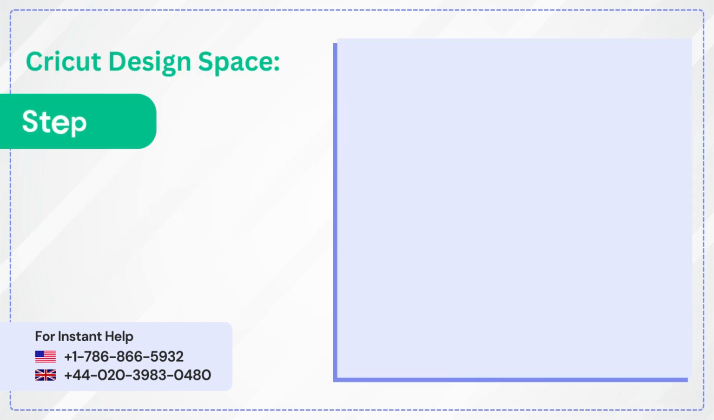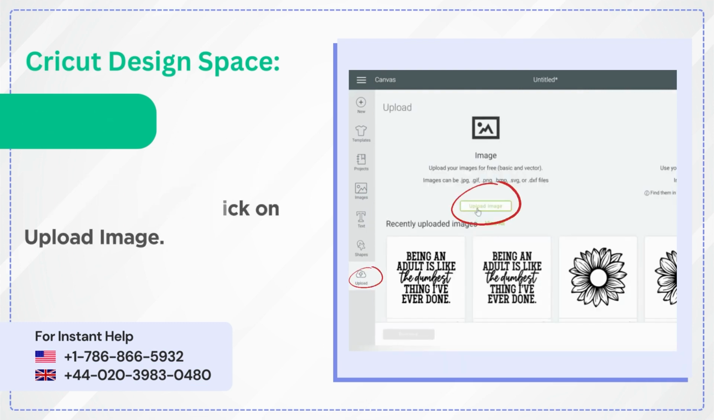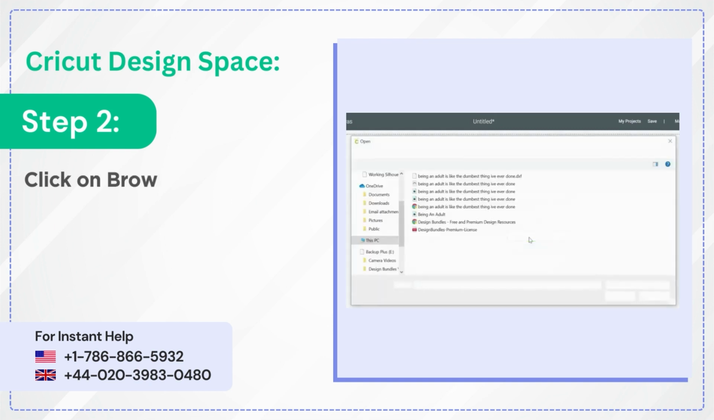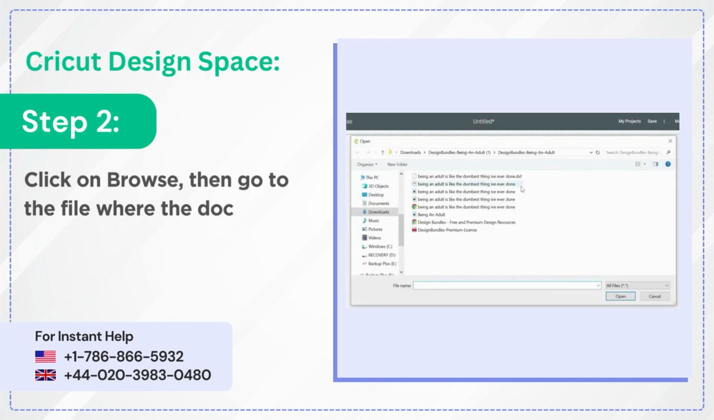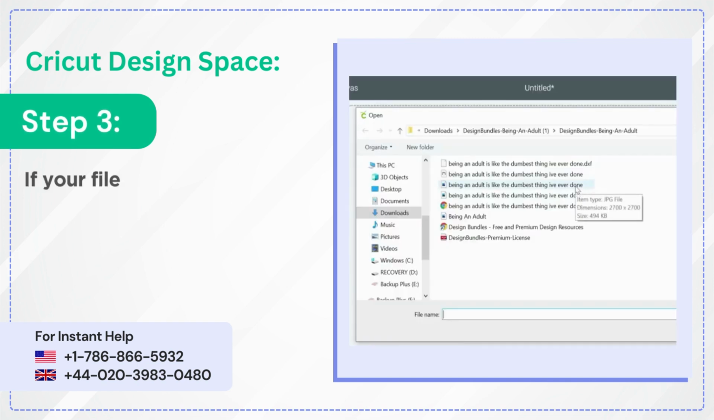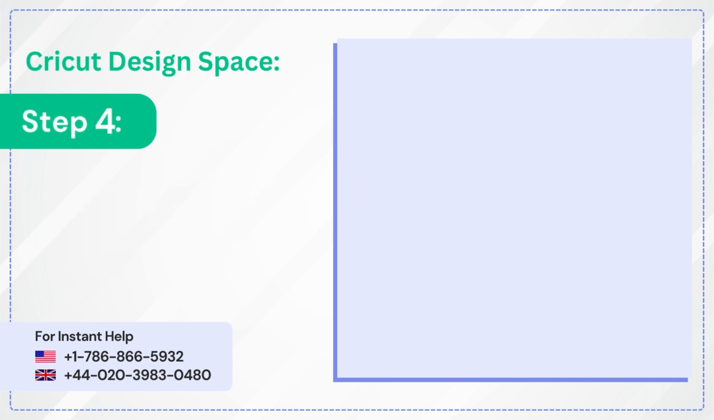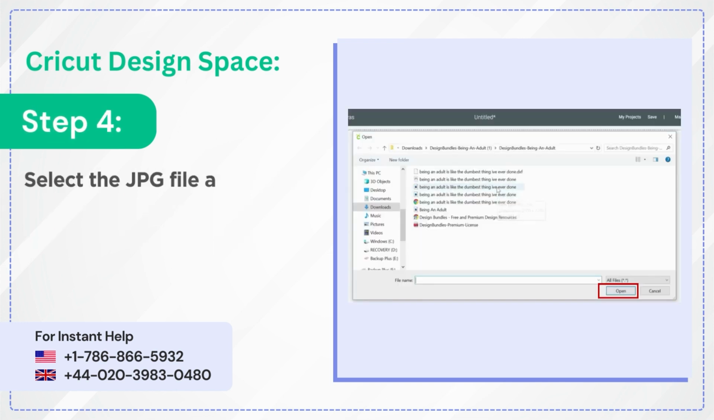JPG. Step 1. Click on Upload tool in the Design panel, then click on Upload Image. Step 2. Click on Browse, then go to the file where the document is saved. Step 3. If your file does not show the format, hover over it and you'll see the image details. Step 4. Select the JPG file and click on Open.